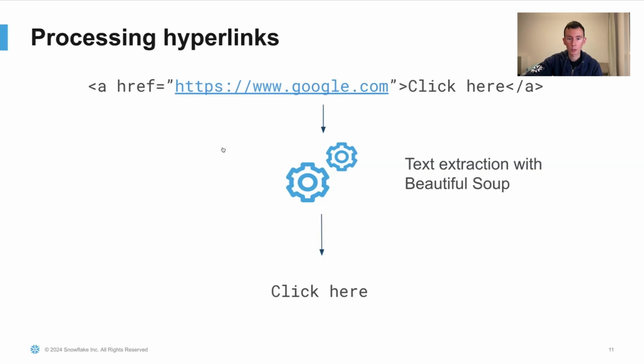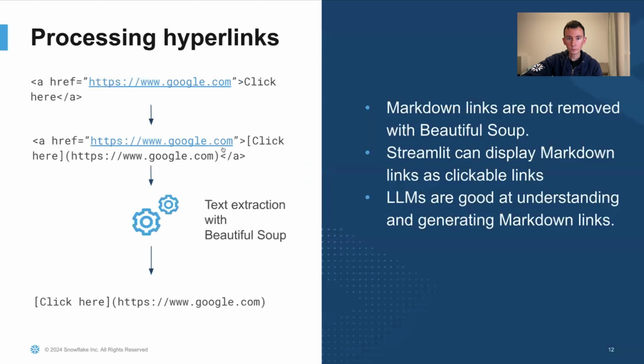So what we did, instead of using Beautiful Soup directly on the HTML, is add an additional step, and we replace the "click here" with a markdown link. In that case, we extract the URL of the link and we directly put it into the content of the link. That's the second step that you see on the screen. And then we repeat the same process, the text extraction with Beautiful Soup. And in the end, what we extract is the markdown link.